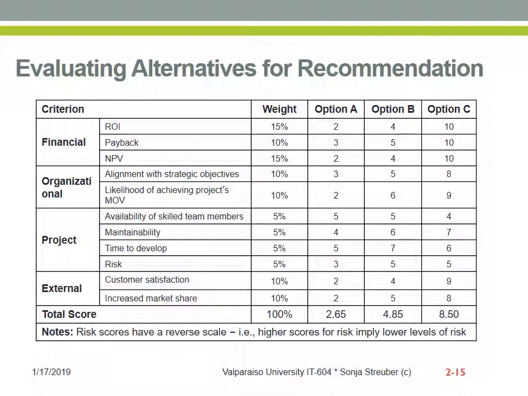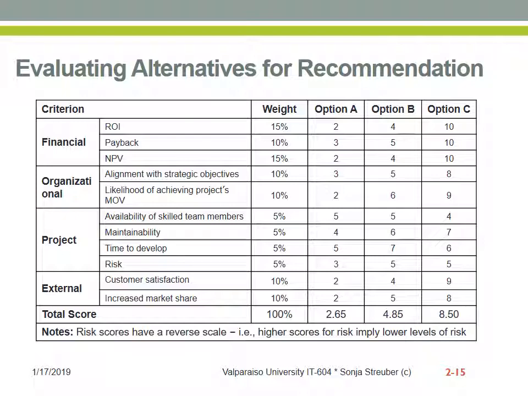The mathematical forecasting tools are, however, only one criterion in the ranking of project options in an organization. As we can see here, the mathematical forecasting tools such as ROI, payback, and NPV, that is net present value, only address the financial dimensions. We have a whole set of other criteria such as organizational, which are the alignment with strategic objectives, without which nothing happens in an organization. The likelihood of achieving a project's MOV, that is the doability of the project.